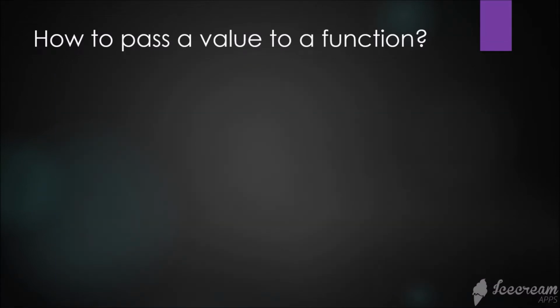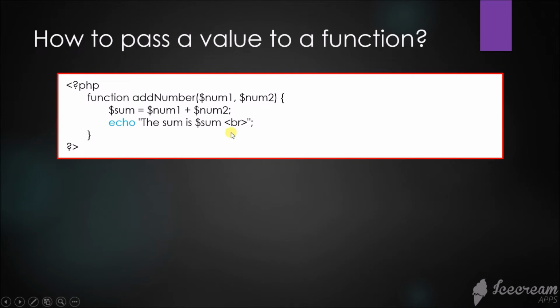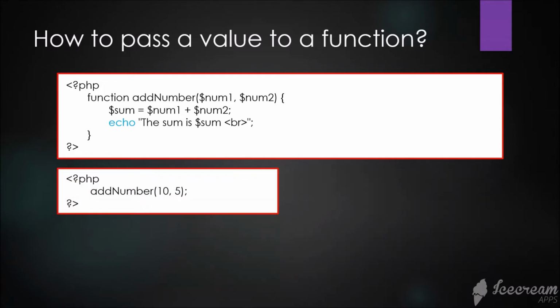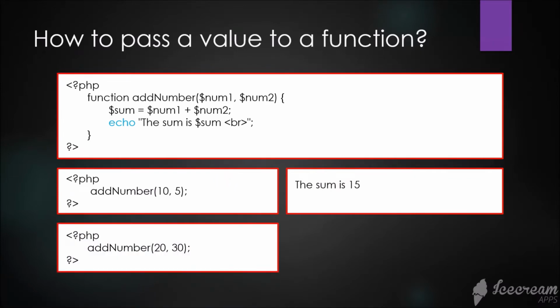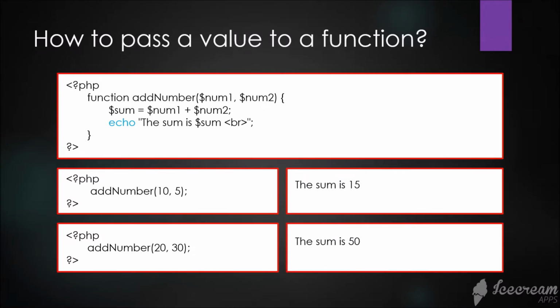Okay, now let's have another example. So we define or declare a function of add number. Then we have two arguments, which is the num1 and num2. In this part of our code, we calculate the sum of the num1 and num2. Then in this statement, we try to display the sum of the number. If we call the function and pass an argument of 10 and 5, basically the output will be the sum is 15. Now, if we call the function having different arguments, which is 20 and 30, then we will have this output.